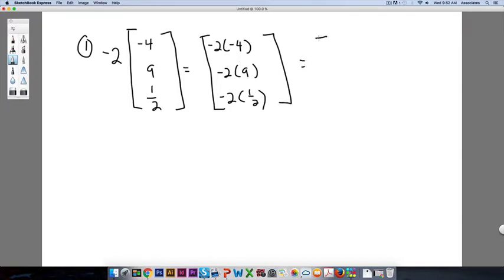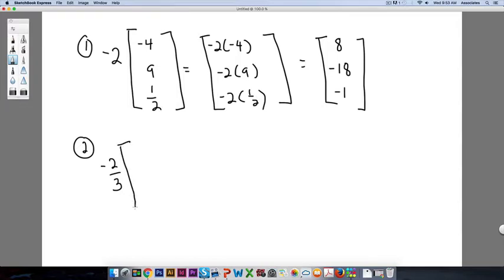Negative 2 times negative 4 is positive 8. Negative 2 times 9 is negative 18. Negative 2 times 1/2 is negative 1. There we go. Let's check to make sure I got it right. I think I did. Number 2 is just a bigger matrix, and it has a fraction as its scalar out in front. We take negative 2/3 times negative 6/12. We have 0, negative 9 as our second row. Our third row is 18 and 3.